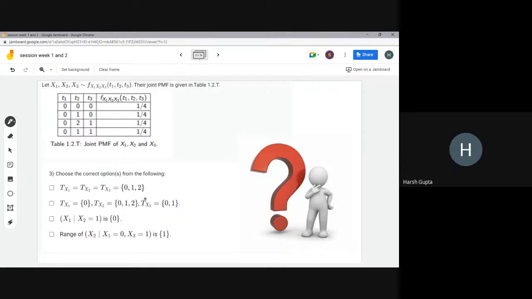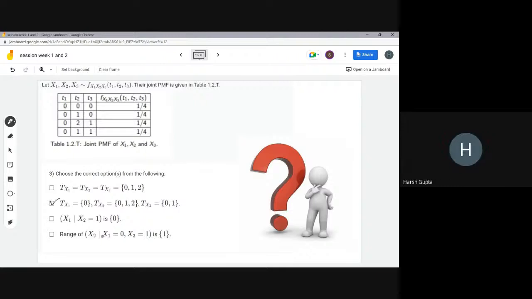What is the range? What is the T? T is just the range. What is the range of X1? What is the range of X2? And what is the range of X3? Tell me. Second option, sir. X1 0, X2 0 1, X2 0 1 2, X3 0 1. Is that right? Yes, sir.